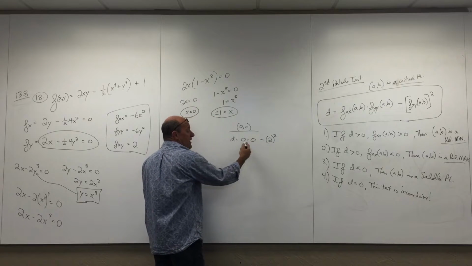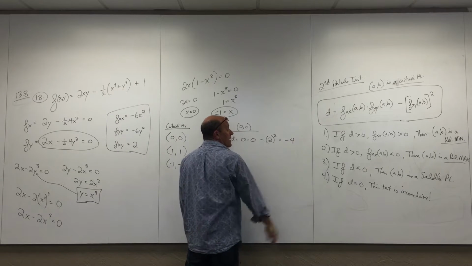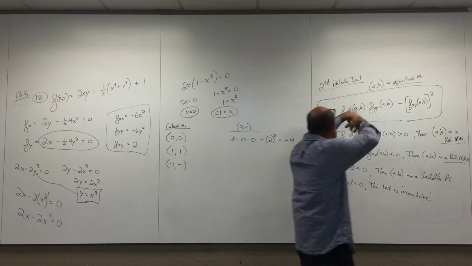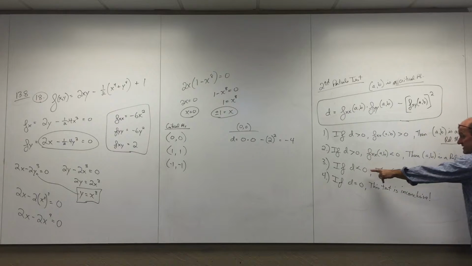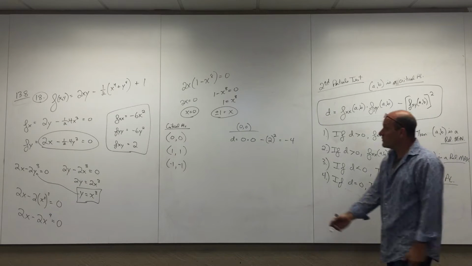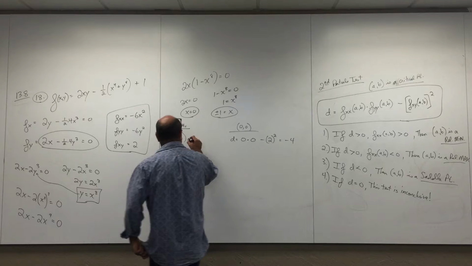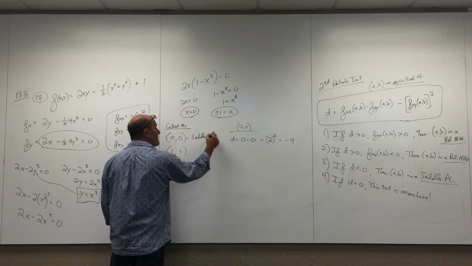Now look what we just got here. That's a 0 minus a 4. That is a negative 4. And what does the second partials test say? It's a saddle point. When d is negative, it's a saddle point. Cool. We can list it. We're done. We've reached that conclusion. He's a saddle point.